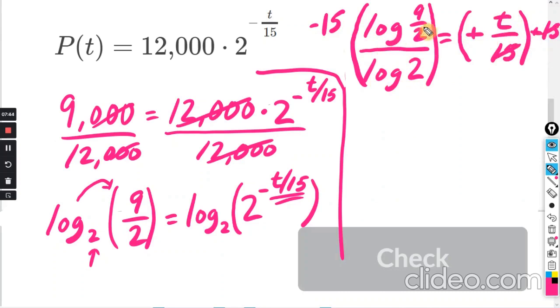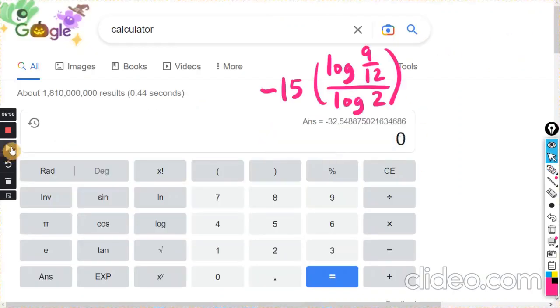Negative 15 log of 9/2 divided by log of 2. All right, small mistake. I accidentally said 9/2. I meant to say 9/12. I remember we had 9,000 over 12,000. So let's do it again.